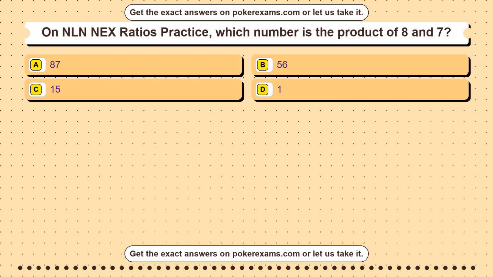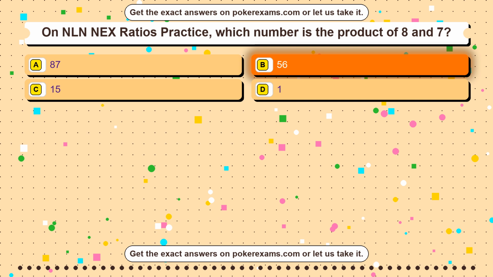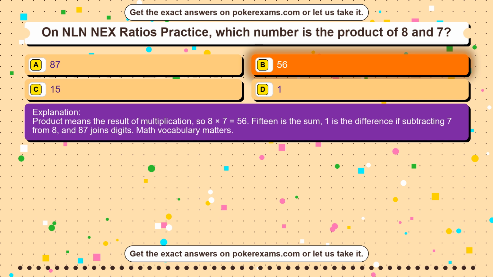Question 24. On NLN NEX Ratios Practice, which number is the product of 8 and 7? Option A 87. Option B 56. Option C 15. Option D 1. The correct answer is option B. 56. Product means the result of multiplication, so 8 times 7 equals 56. 15 is the sum, 1 is the difference if subtracting 7 from 8, and 87 joins digits. Math vocabulary matters.